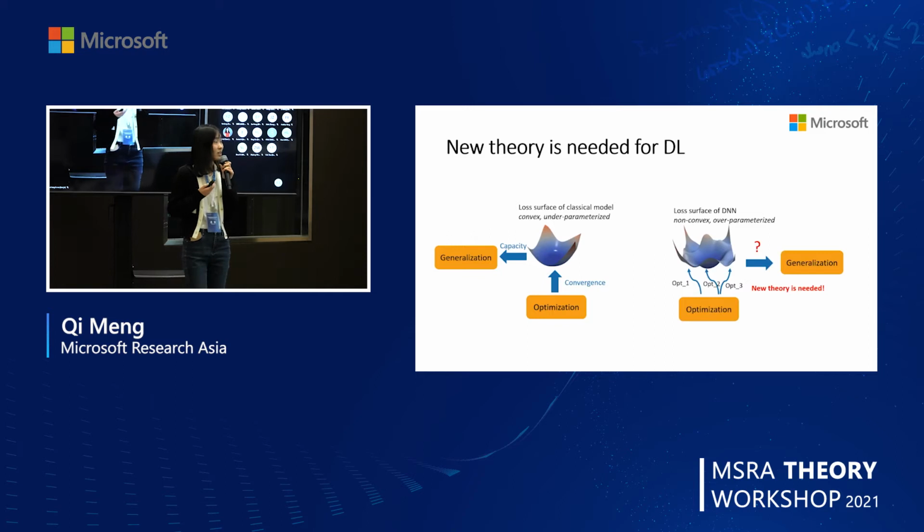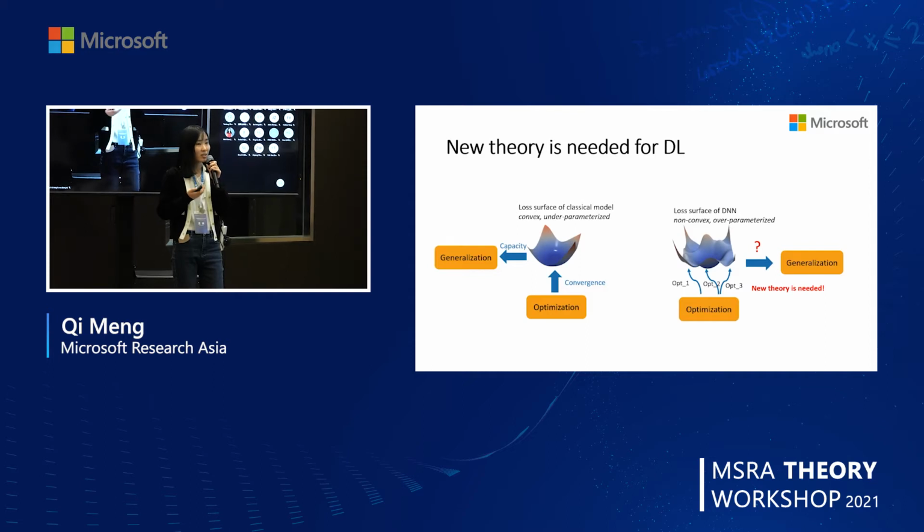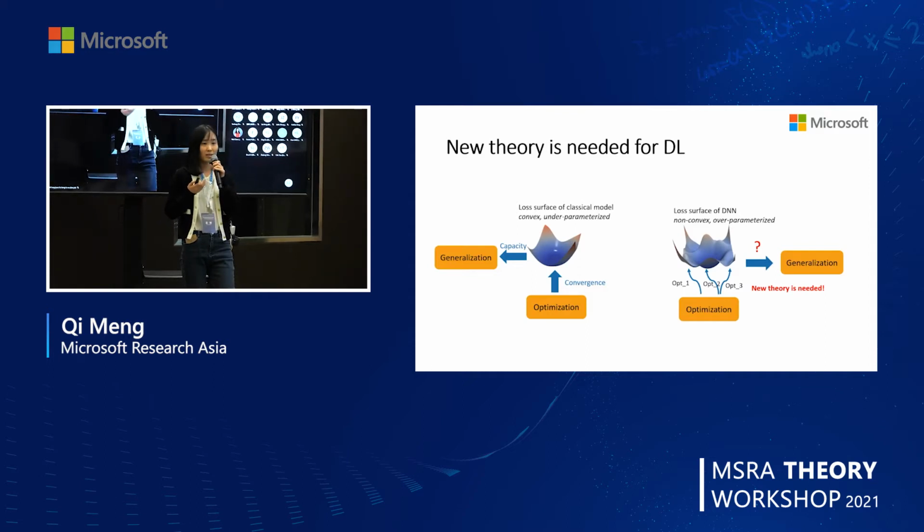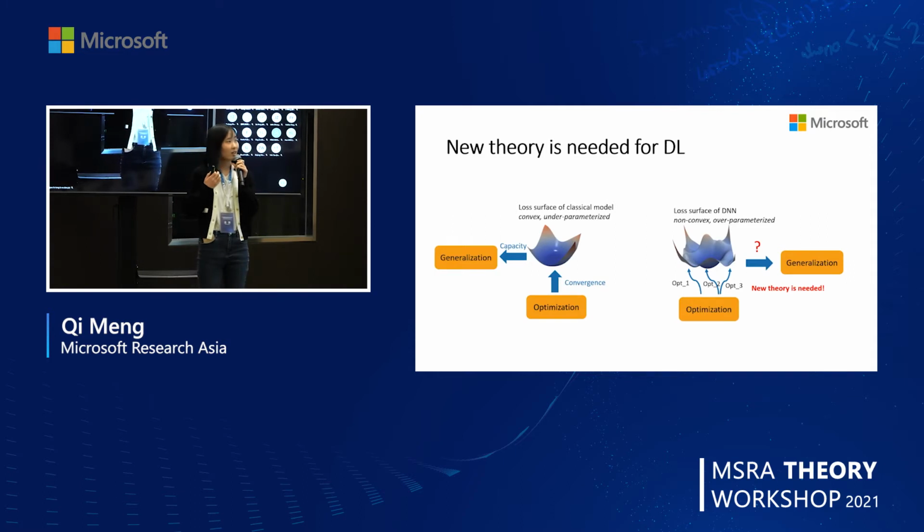In the deep learning era, the loss surface is highly non-convex, which means optimization may converge to different local minima or different global minima. And the learning problem is over-parameterized. That means the model size is very big, much bigger than the number of training data. So traditional learning theory cannot explain why optimization algorithms can converge to a well-generalized solution. It also cannot explain why different optimizers or different initializations perform differently on the test set. So new theory is needed for deep learning.